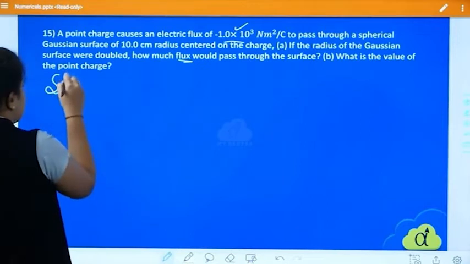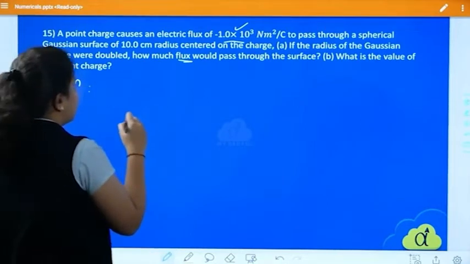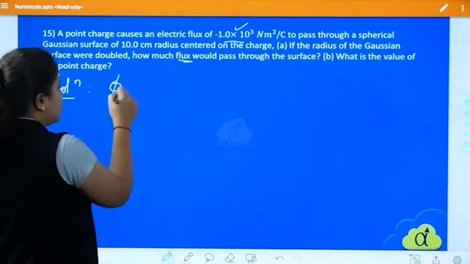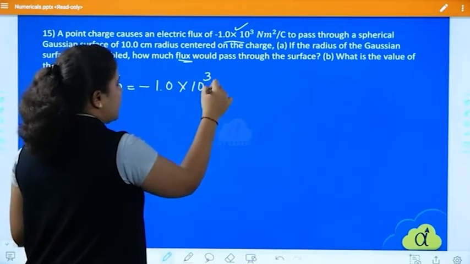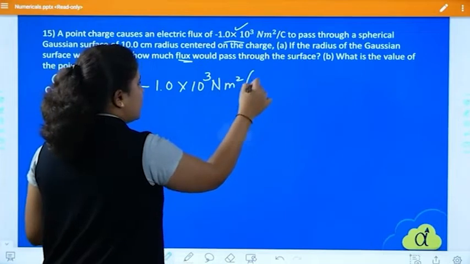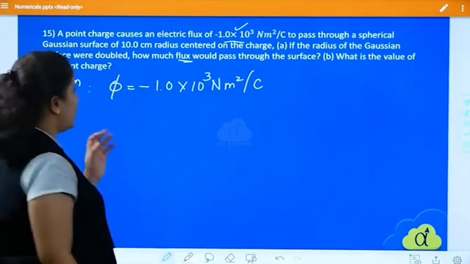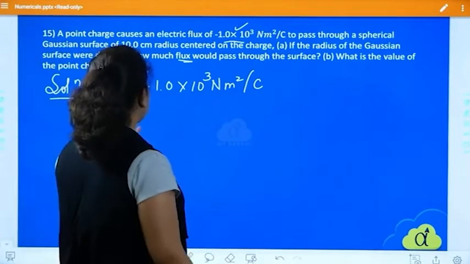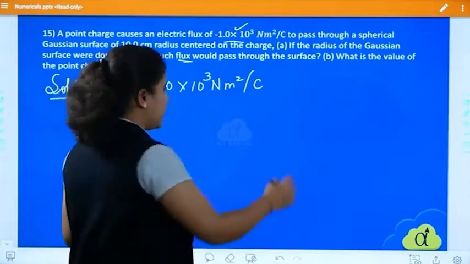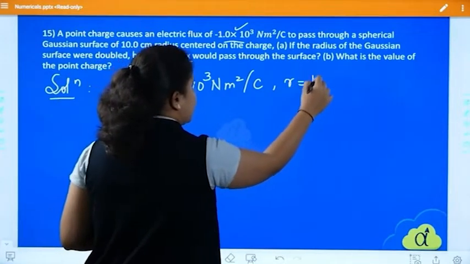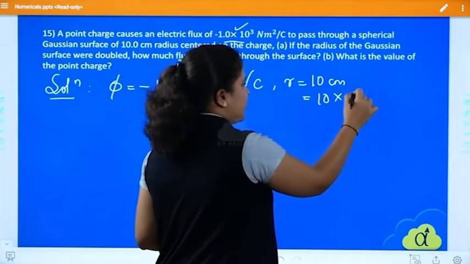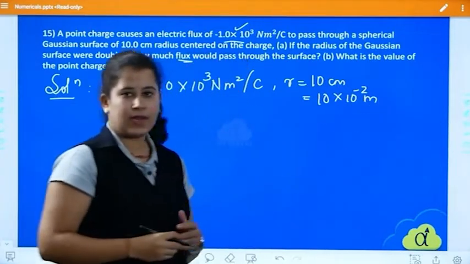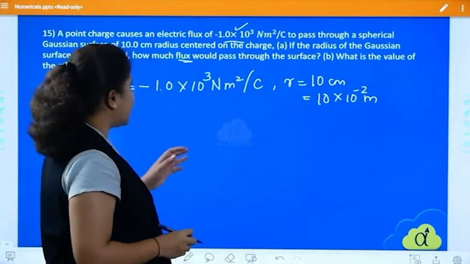Coming to the solution, what they have given me: the flux phi is equal to minus 1.0 into 10 raised to 3 Newton meter square per coulomb, and the Gaussian surface of 10 centimeter radius, or 10 into 10 raised to minus 2 meters. Clear. Moving on to the next, what they have said.